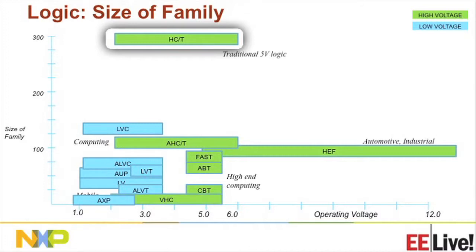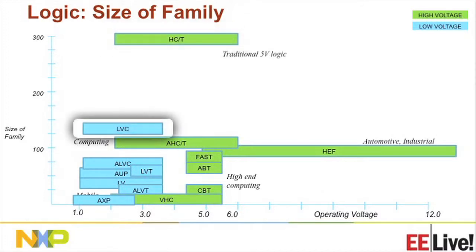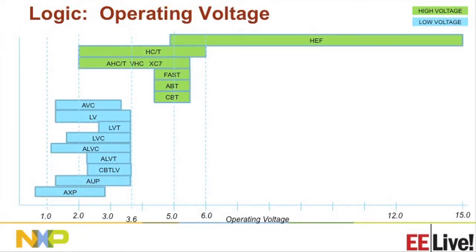And then as an example, in the low voltage families, LVC is still very popular. So we are shipping a lot of LVCs. This is a 3 volt family, and you can see about 150 different unique functions are available in LVC. This is a chart which shows the operating voltages for these families. Again, as I mentioned, the high voltage families like HEF operate up to 15 volts. Then we have low voltage families. The latest one of them is AXP, which is the lowest power and lowest operating voltage family. It operates down to 0.8 volts and consumes the lowest power.